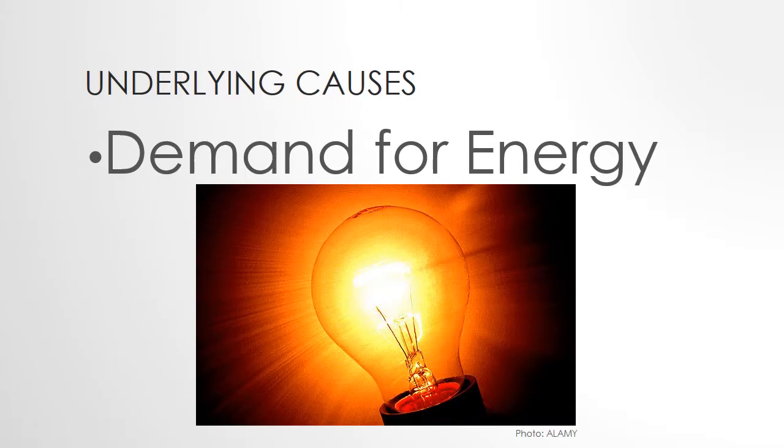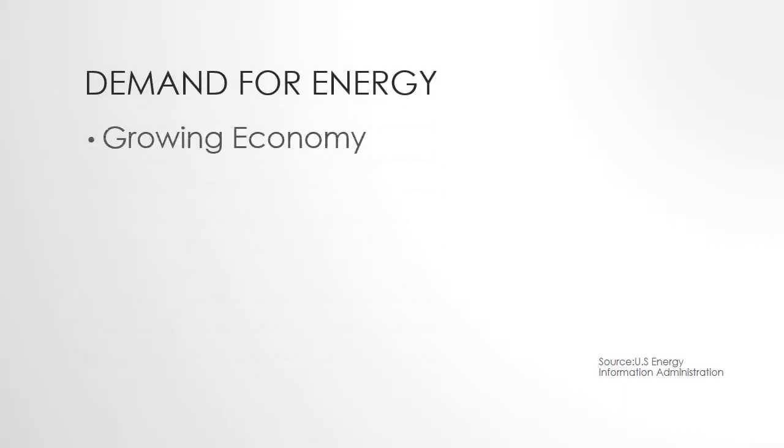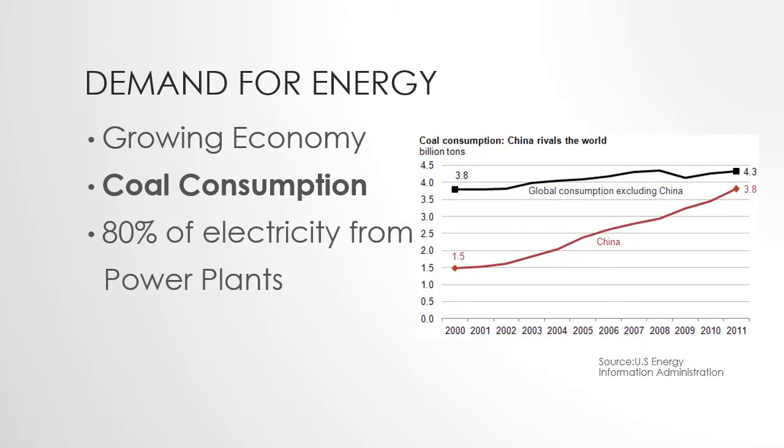Now, why is there so much smog produced in China? Because of the demand for energy. China is the second biggest economy, and it is one of the fastest growing economies in the world. Energy is needed to supply China's unprecedented growth. Their main source of energy is coal, as it provides over 80% of the electricity needed from the coal-burning power plants. As shown in the graph on the right, you can see that in just 10 years, China's coal consumption doubled, and it is barely behind global consumption of coal excluding China at about 500 million tons in 2011.